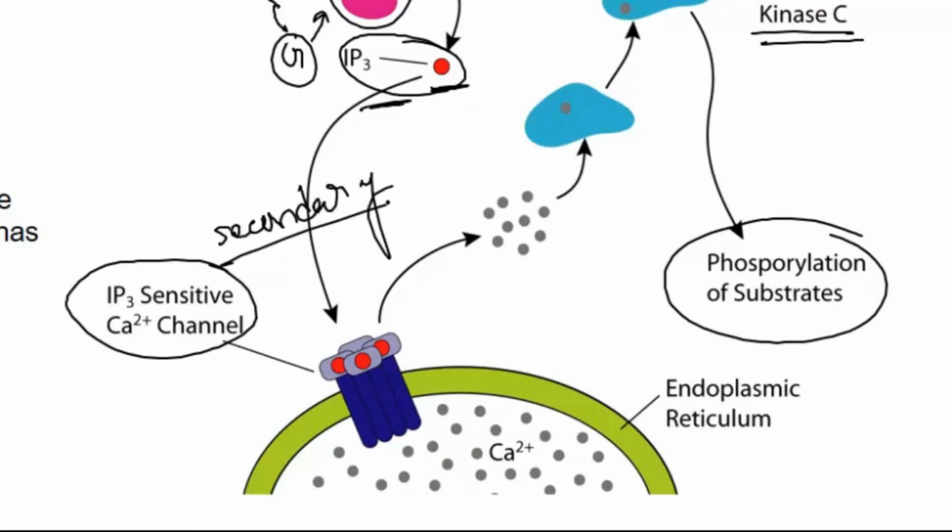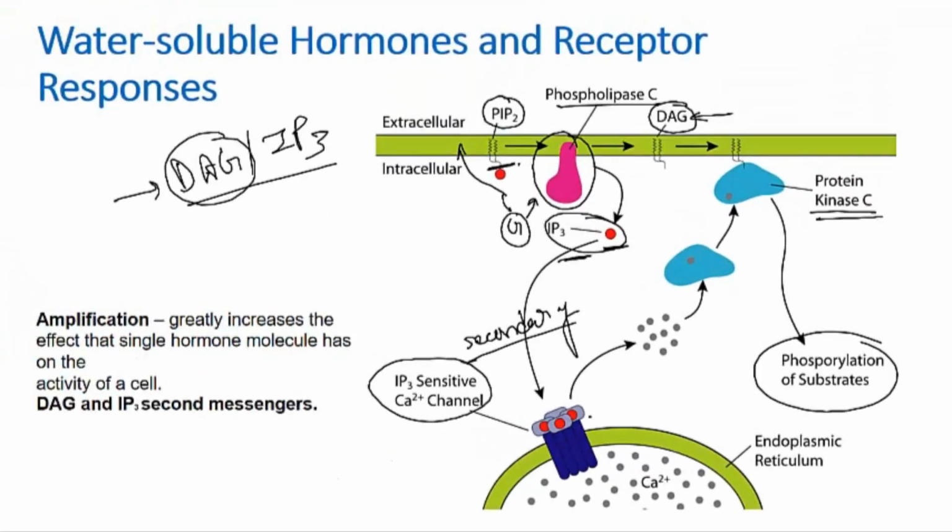Okay, and it will interact with the calcium channel embedded in the ER membrane. It activates it and opens it so that the calcium can pass from the ER lumen into the cytosol. Now this calcium can bind to the protein known as calmodulin and enhance the targeted response inside the cell.